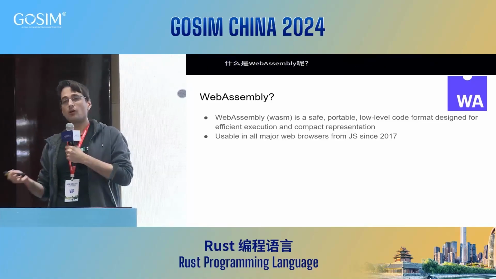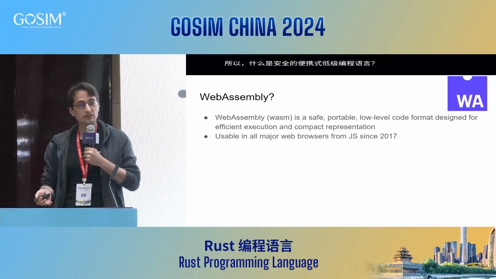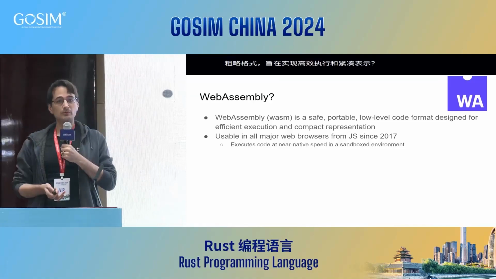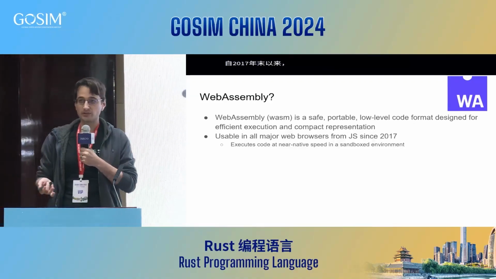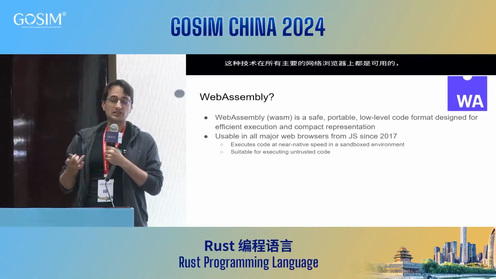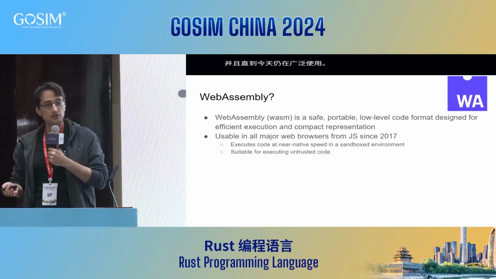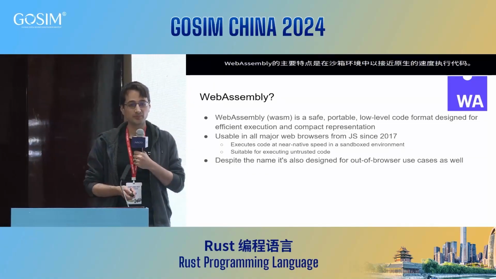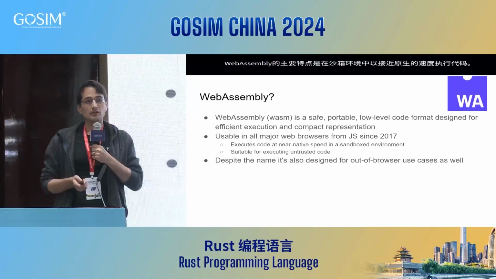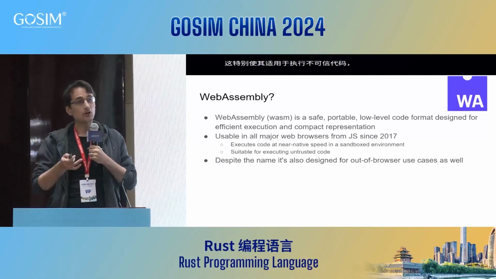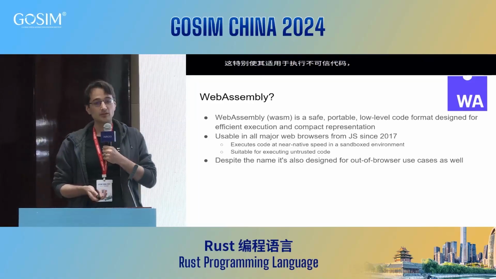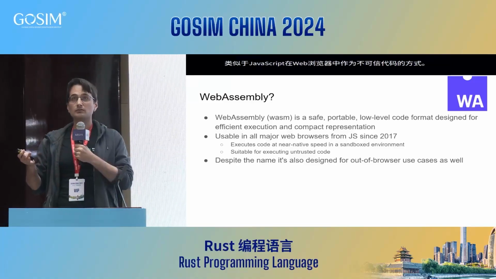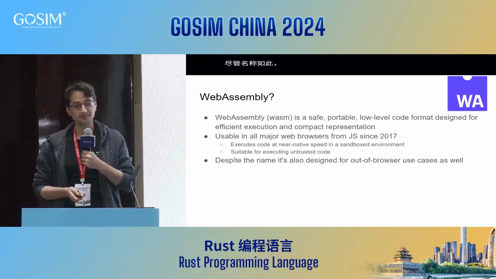This has been usable in all major web browsers since late 2017 and continues to be widely used today. The main features of WebAssembly are that it executes code at near native speeds in a sandboxed environment. This specifically makes it suitable for executing untrusted code, basically the same way as how JavaScript is untrusted code in web browsers as well. Despite the name, however, the term web in WebAssembly, it's also designed for out-of-browser use cases as well. So for example, this is where WASM-Time comes in, where we are an out-of-browser runtime for WebAssembly.